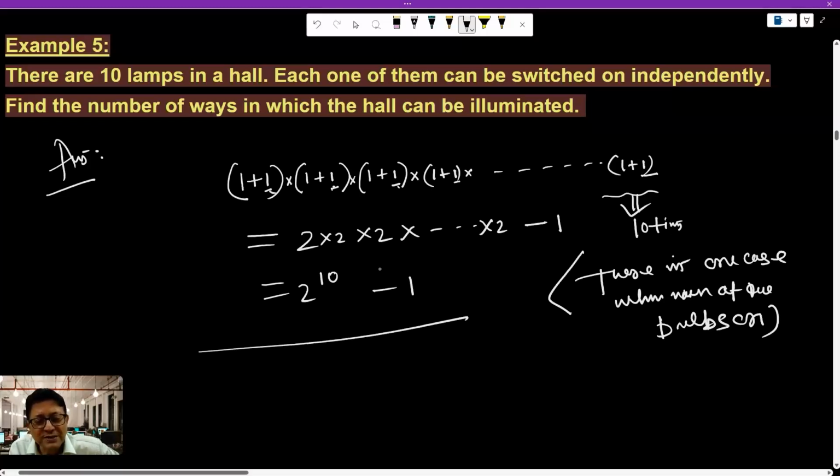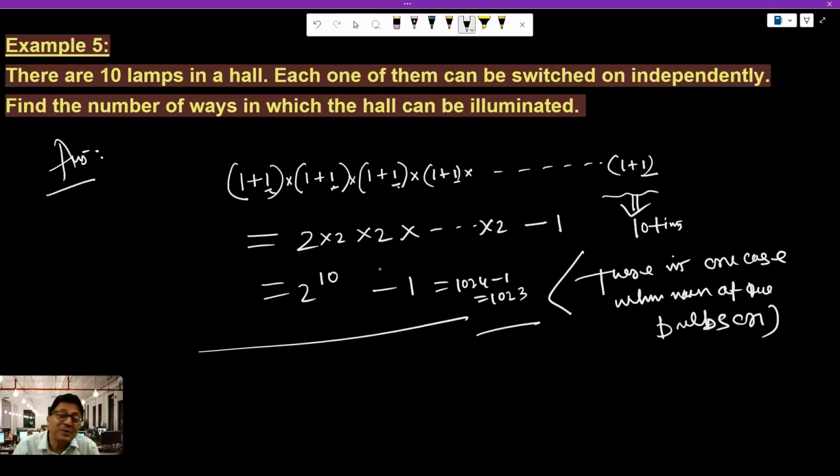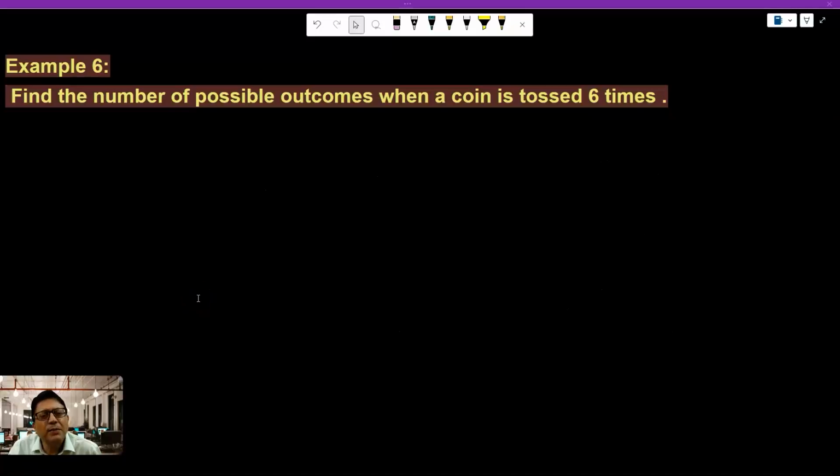That's why we subtracted: it is 1024 minus 1, 1023. Understood? Very interesting. You cannot solve it if you don't want to use the fundamental principle. Find the number of possible outcomes when a coin is tossed 6 times. A coin is tossed 6 times. How many possible outcomes are there?